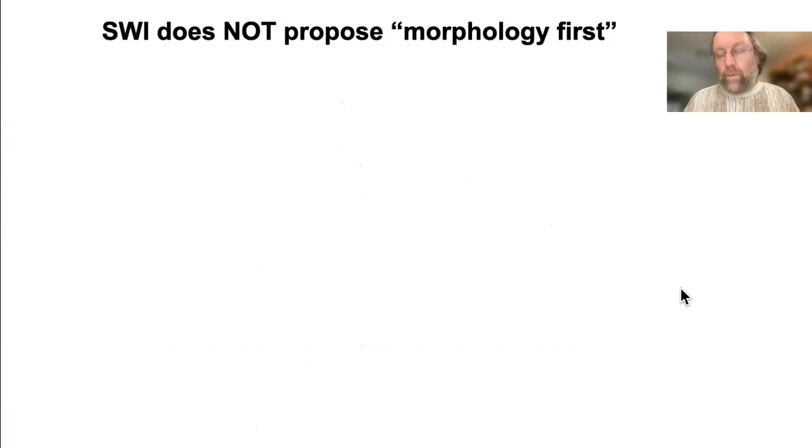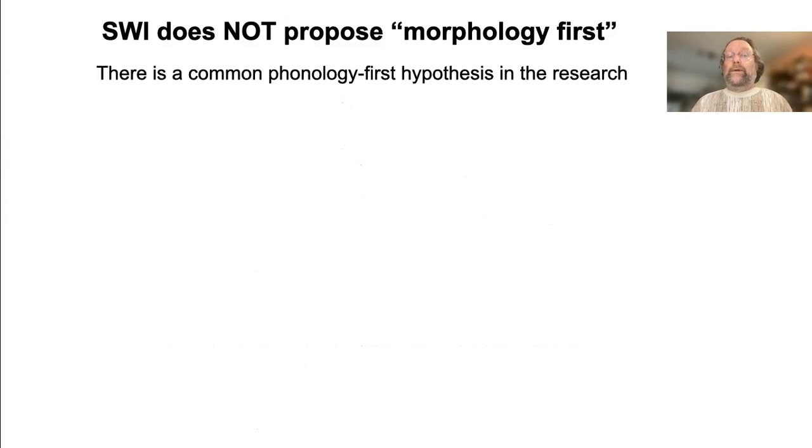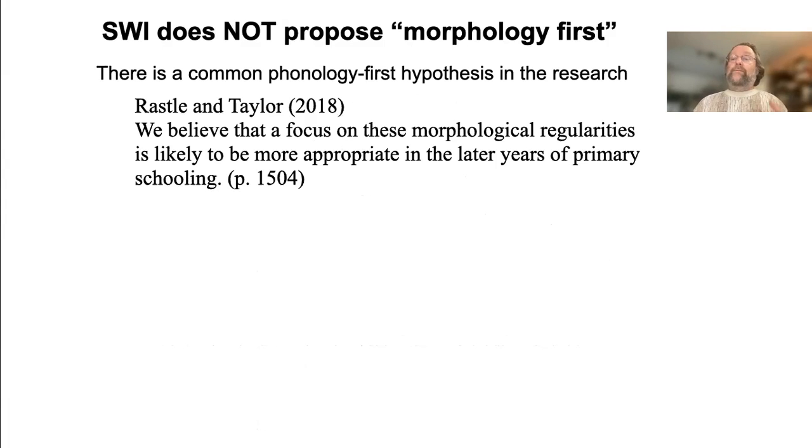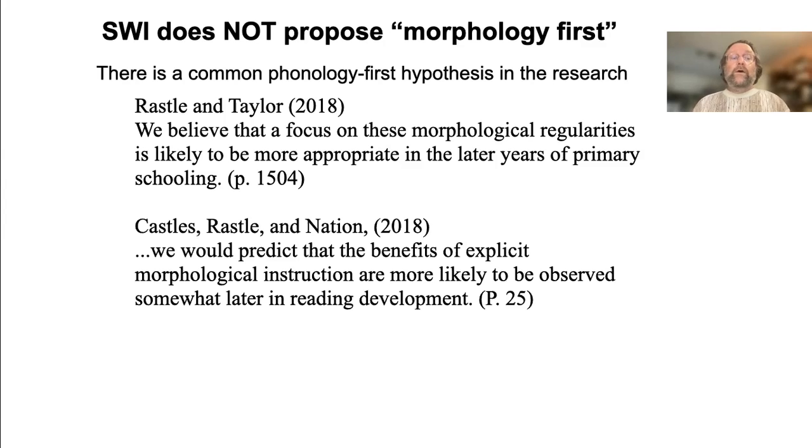Another thing I want to highlight is that structured word inquiry does not propose morphology first. We're saying we want morphology at the same time as teaching phonology and etymology. There is a common phonology-first hypothesis in the research, reflected in statements like: we believe that a focus on these morphological regularities is likely to be more appropriate in the later years of primary schooling, or we would predict that the benefits of explicit morphological instruction are more likely to be observed somewhat later in reading development.